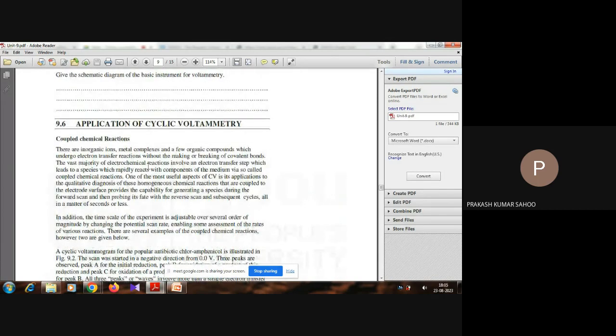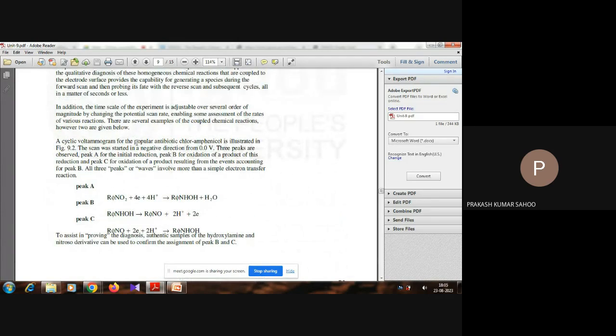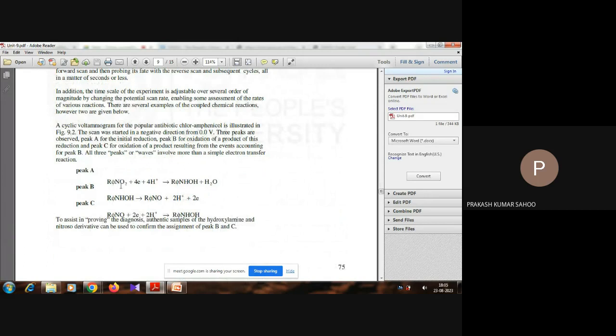Then we have the application of cyclic voltammetry. So this is a coupled chemical reaction. Here the nitro compound changes to RNHOH by reduction. Then RNHOH changes to RNO, nitroso. Then again RNO accepts electrons with acceptance of 2H plus ions and gives RNHOH. So to assist in proving the diagnosis, authentic samples of the hydroxylamine and nitroso derivative can be used to confirm.